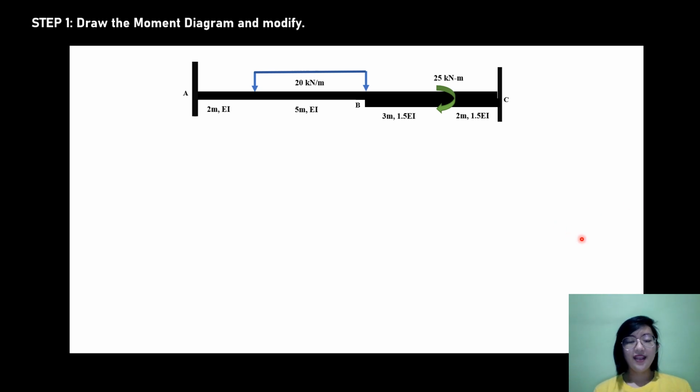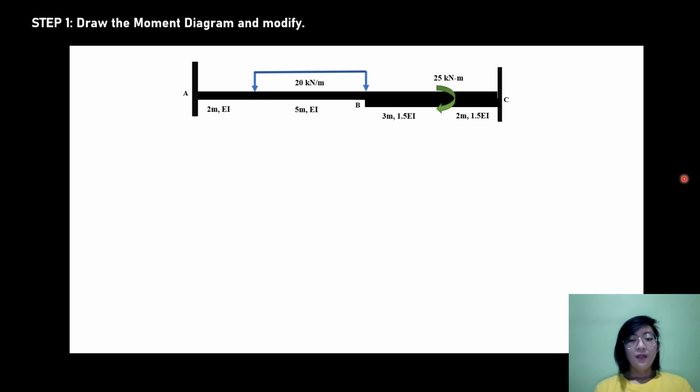I-modify natin siya kasi non-prismatic yung beam. Meaning, hindi same yung properties ng entire span. For this specific problem, yung span AB, EI lang siya. Tapos yung span BC, 1.5 EI. So, kailangan natin siyang i-modify. After natin kunin yung moment niya, i-modify natin siya. So, meaning M over EI yon.